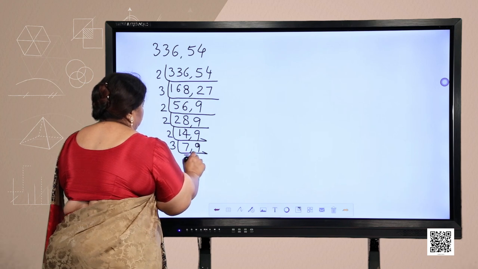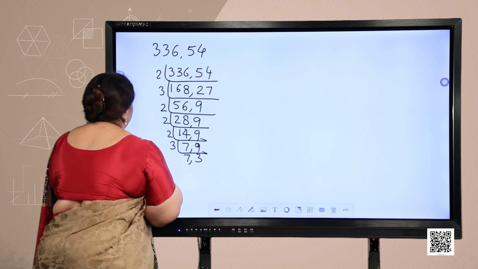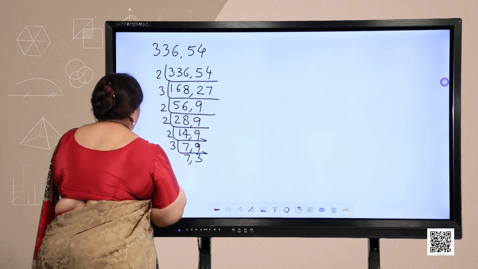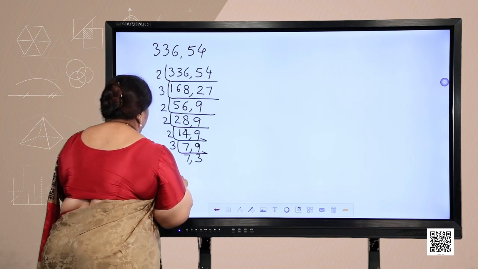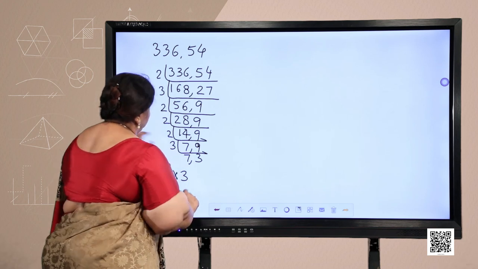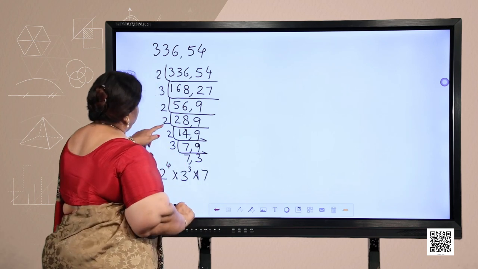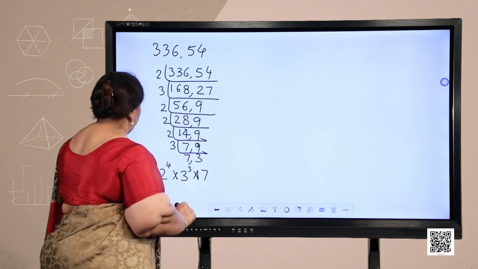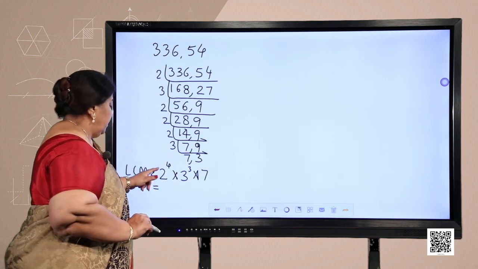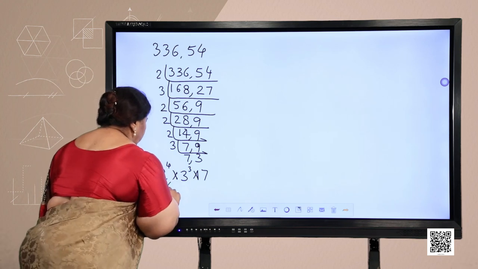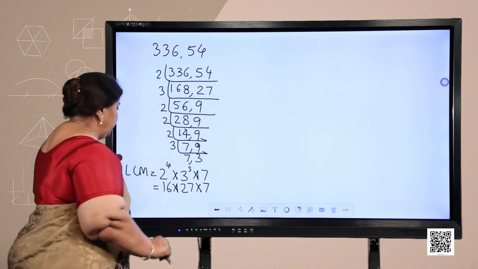3 into 3. So, what are the factors here? It is 2 into 2 into 2, 4 times, and 3 into 3 into 3, 3 times into 7. Yes. So, 2 2s are 4, 4 2s are 8, 8 2s are 16. 16 into 27 into 7 will be our LCM.